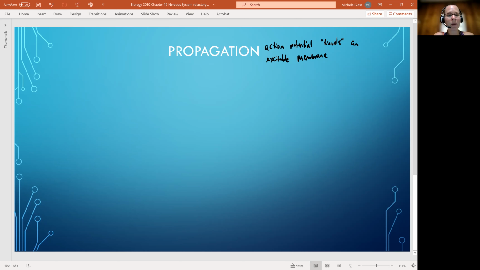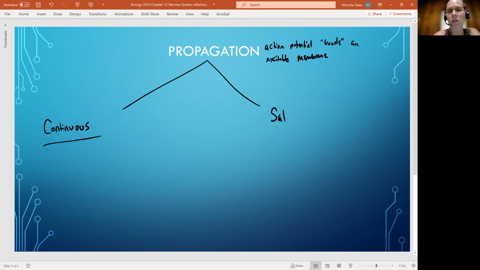And so this term propagation means steps are repeated. So once you have the pattern and the sequence of steps, then it happens again and again and again until you run out of excitable membrane. So that's what we mean by propagation. Now there's two different types of propagation. We have what's called continuous, and then we have what's called saltatory, where saltatory literally translates to jumps, jumping.